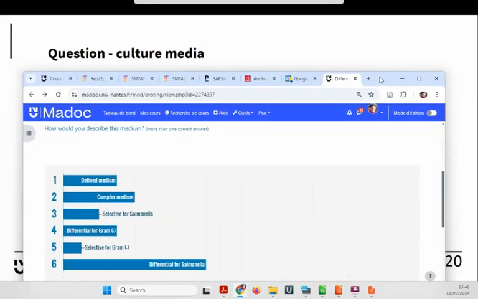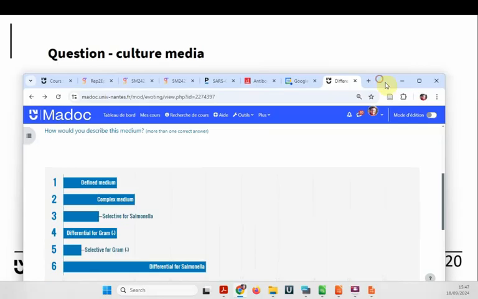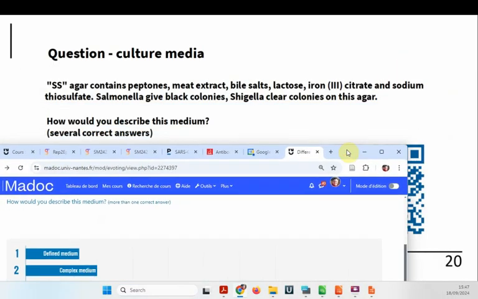So it's complex medium. Now the next thing is selective or differential for gram negatives. I think this is an important concept here. So most people put differential. And what does that mean? What that means, if it's differential, is gram positives and gram negatives can grow on this medium, but the gram negatives will be a different color so you can identify them. That's what differential medium is. So are gram negatives going to give you a specific something on this medium? No.